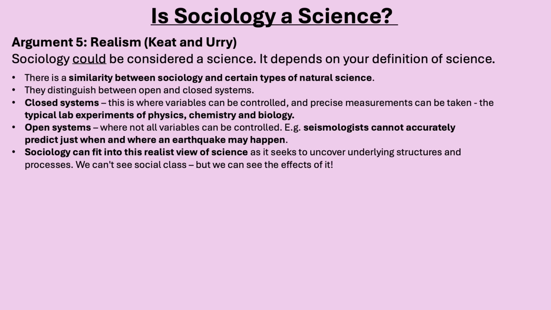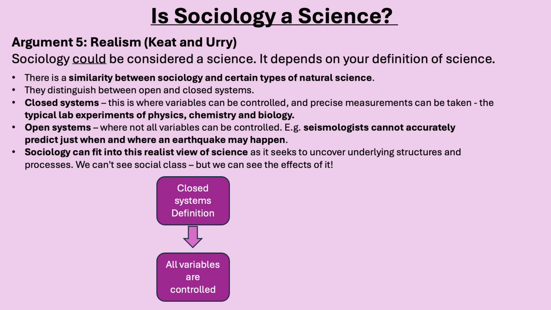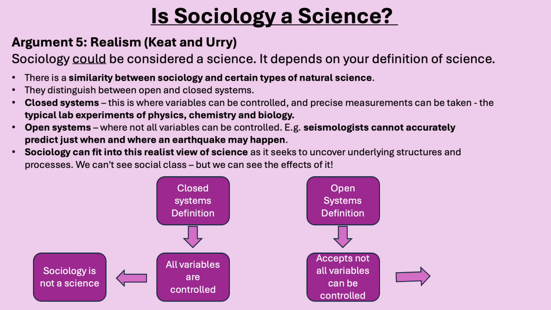So, for example, seismologists cannot accurately predict where and when an earthquake is going to happen, but they're still seen as scientific. And sociology can fit into this realist view of science as it seeks to uncover underlying structures and processes. We can't see social class, but we can see the effects of it. So if we're looking at a closed system, sociology is not a science. But if you look at it as open, sociology could be a science.